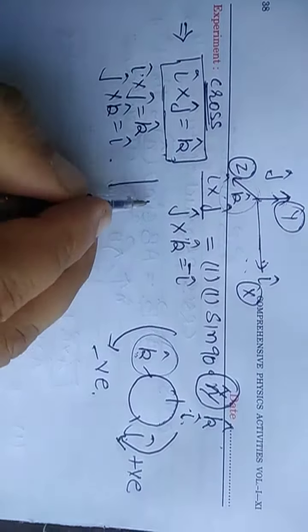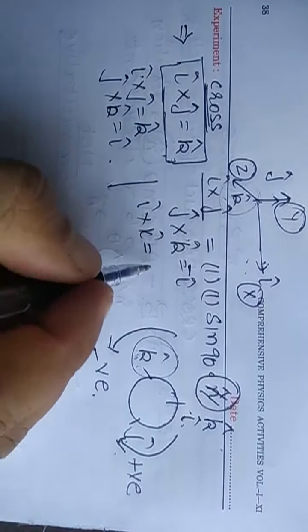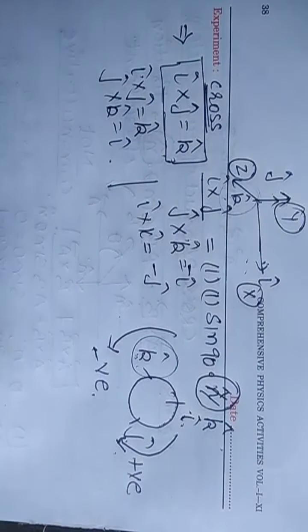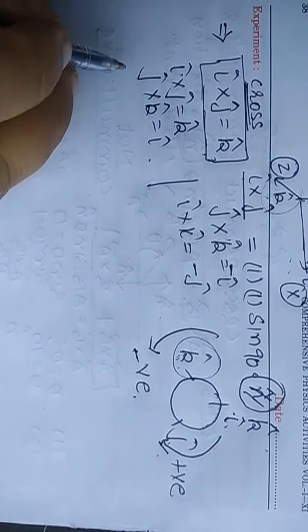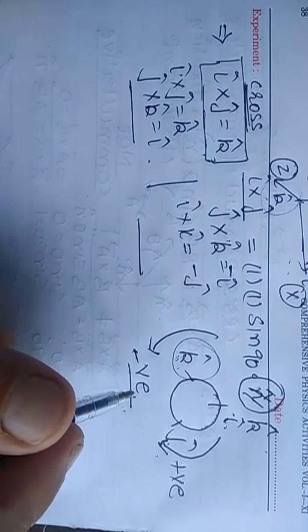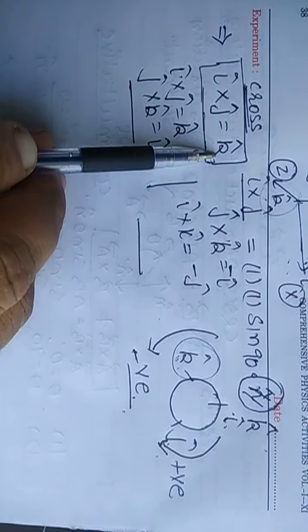i cross k is minus j. It is anti-clockwise, right children? So when it is anti-clockwise, you will take the negative sign. So this rule you have to remember. One thing is clear, that i dot i is 1, but i cross j is not 1. i cross j is equal to k. This is the important thing.